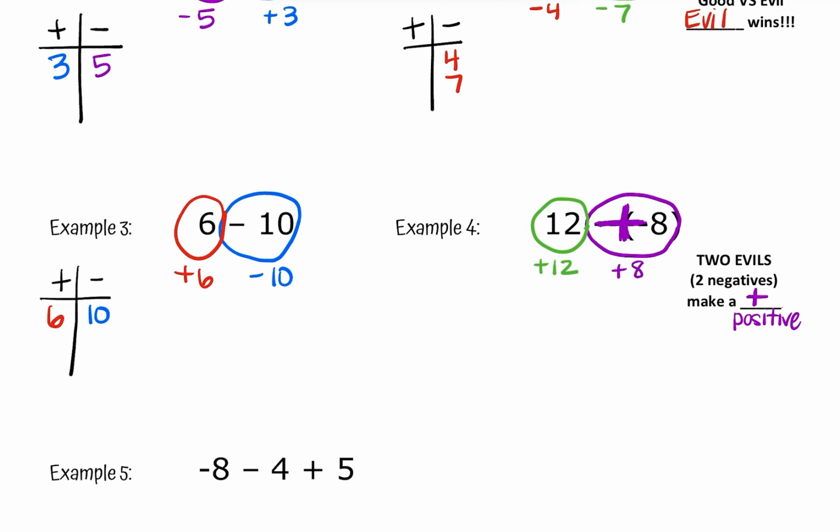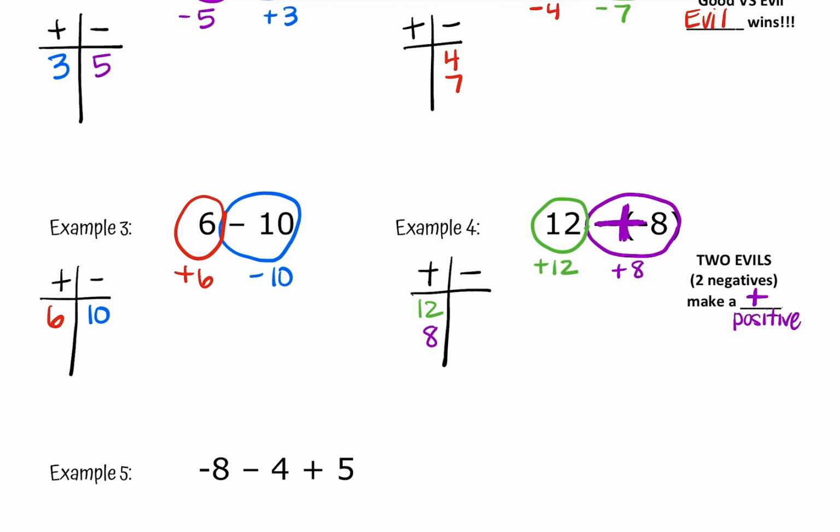All right? And so now I'm going to throw those on my integer table. Again, I use this table for adding and subtracting. And I'm just going to sort. Well, I have a 12 that's positive, and I have an 8 that's positive. And so they all live on the positive side because they were both positive.